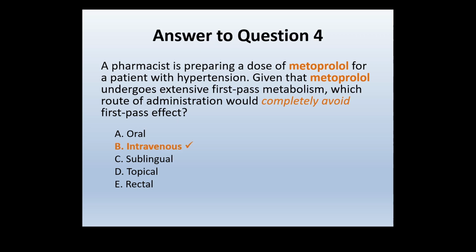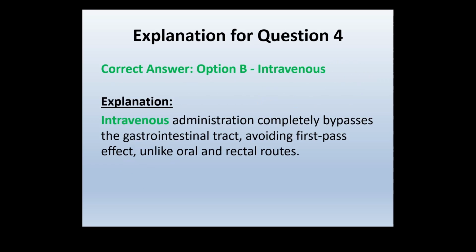The answer is option B, the intravenous route. The explanation is as follows. Intravenous administration completely avoids the first-pass effect because it bypasses the gastrointestinal tract and liver, allowing the drug to enter systemic circulation directly. When given intravenously, metoprolol does not undergo liver metabolism before reaching the bloodstream, which makes it effective for drugs that undergo extensive first-pass metabolism.